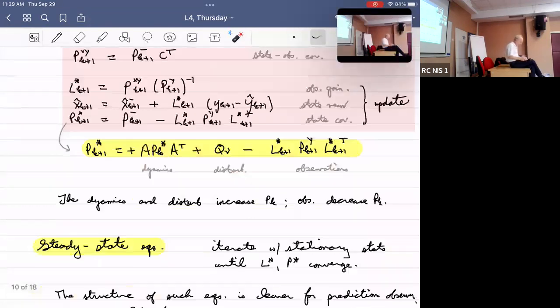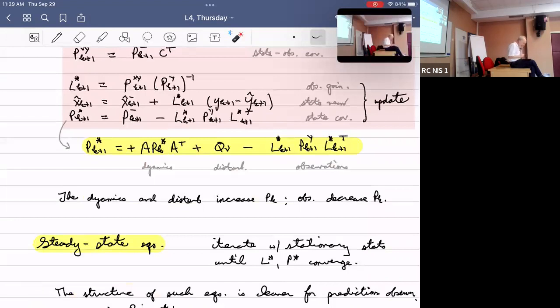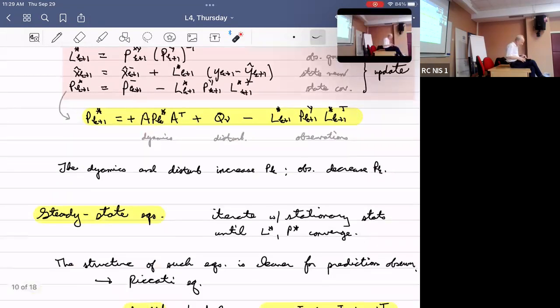Okay, and so this gives us, again, a set of time-dependent variances which can go to a steady state. And when you have a steady state, then these just become P stars. The k+1 and k indices go away.